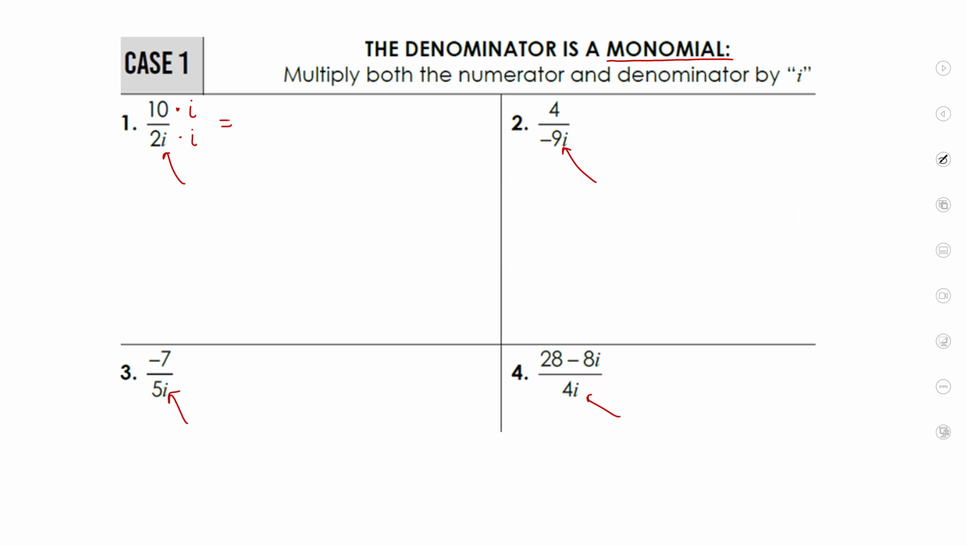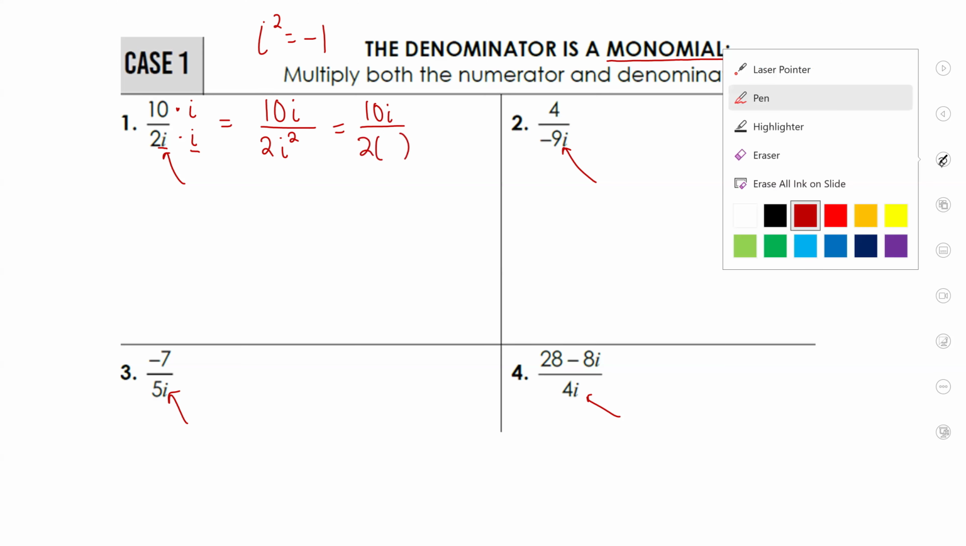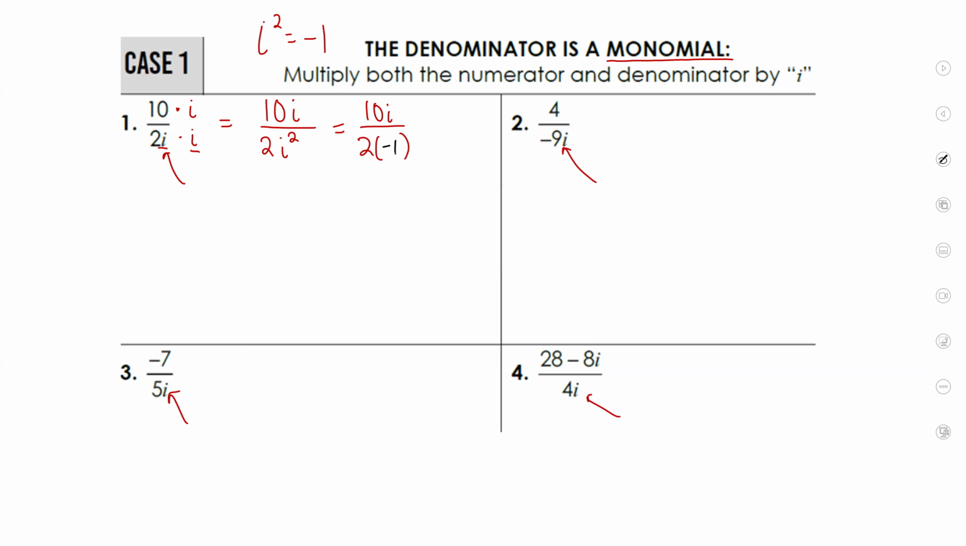So what we will get is 10i over 2i squared, because those are two i's right there. What's the rule? i squared is what? -1. So this is the same thing as 10i over 2, and instead of an i squared, we're going to replace that with a -1. So we get 10i over -2. And boom, we don't have i in the denominator anymore. We don't want i's in the denominator.